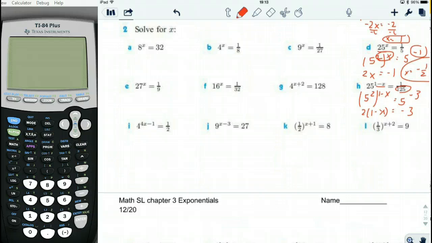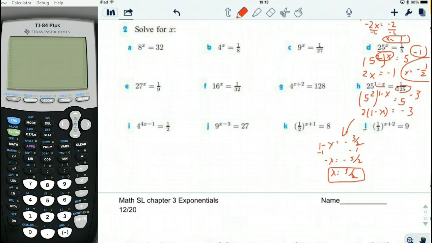So if we were going to solve for x here, it would be 1 minus x equals -3/2, minus 1 from both sides, so -x equals -5/2. x is equal to 5/2. x is equal to 5/2 for that one.